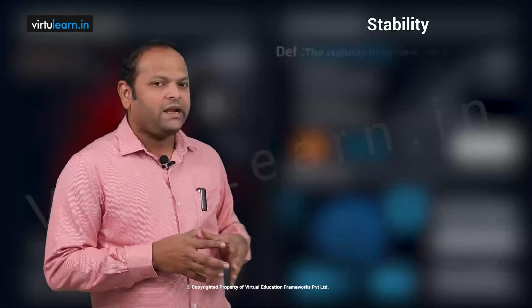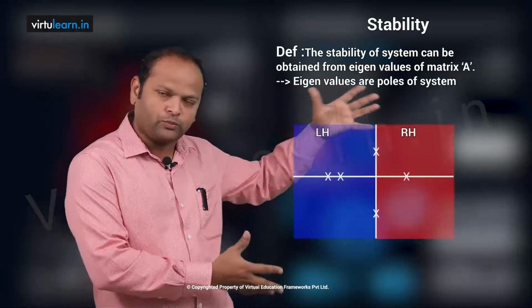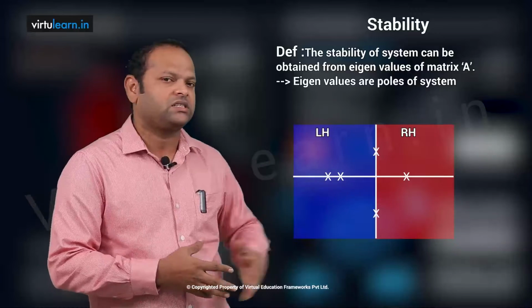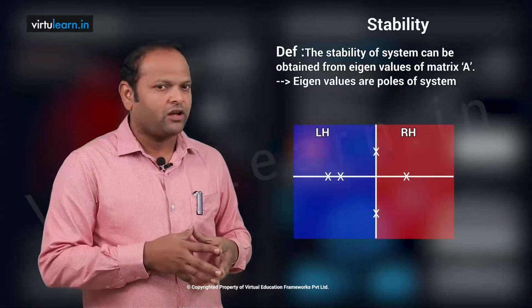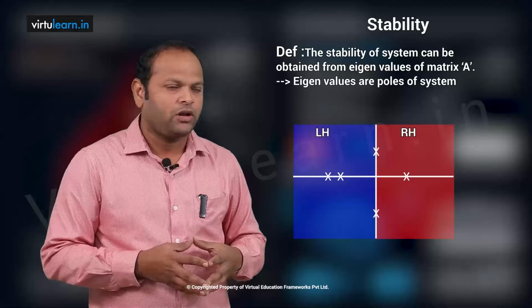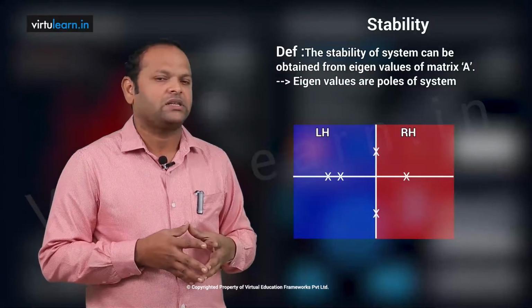We also have the concept of stability. We know stability in the transfer function model: if all the closed loop poles lie to the left of the S-plane, we say the system is stable. If there are one or more non-repeated poles on the imaginary axis, the system is marginally stable. If one or more poles lie in the right of the S-plane, then we say the system is unstable.